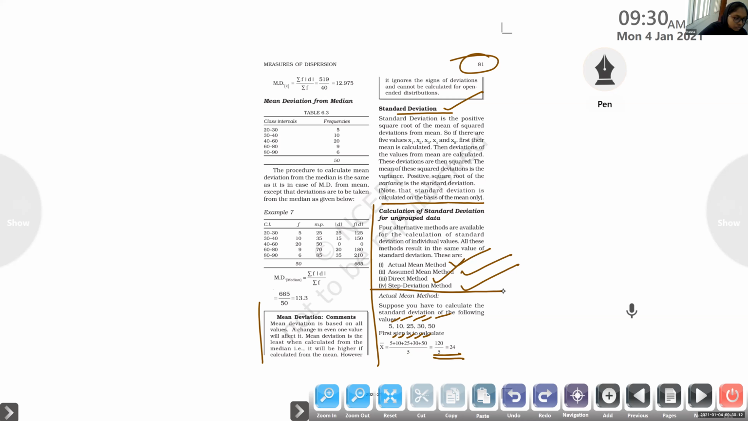So the actual mean, you know that, is the total of the values divided by the number. 5 plus 10 plus 25 plus 30 plus 50 is 120. The total numbers here are 1, 2, 3, 4, 5, divided by 5. The answer is 24.